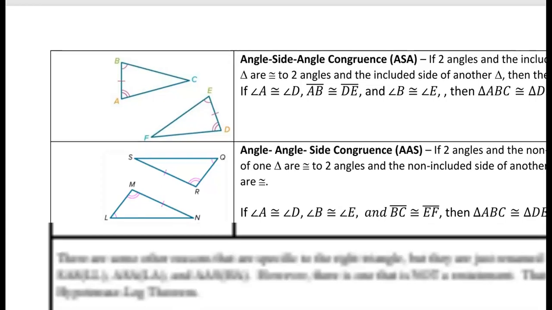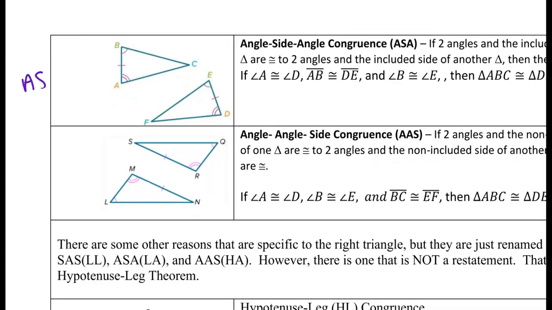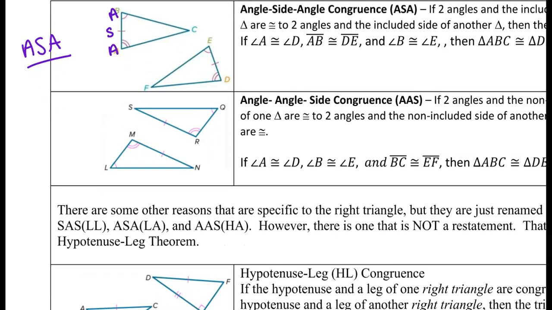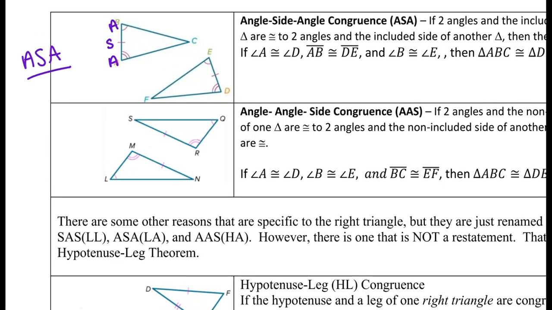The third way is angle side angle, ASA, and that means that we have an angle, a side that is touching both those angles, and we don't skip any parts or have space. It's one right after the other. And so that side is called an included side, just like up above where we saw the included angle.